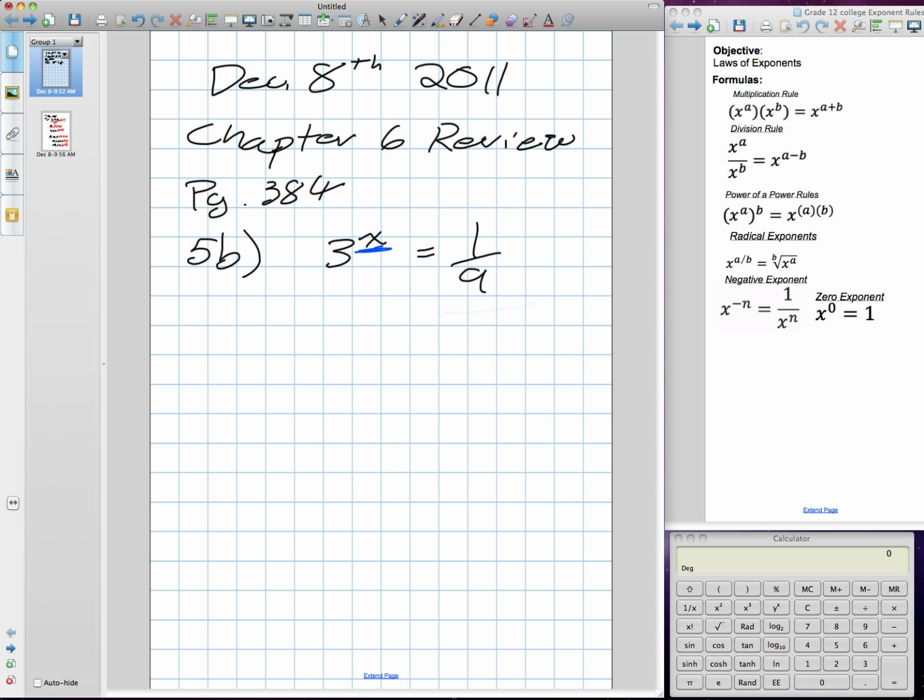There's two ways we can go about solving this. We can try to make the left side equal to the right, or we can try to make the right side equal to the left. So here's our left side, here's our right side of the equation. Whichever way you feel more comfortable with, I'm going to show you guys both.